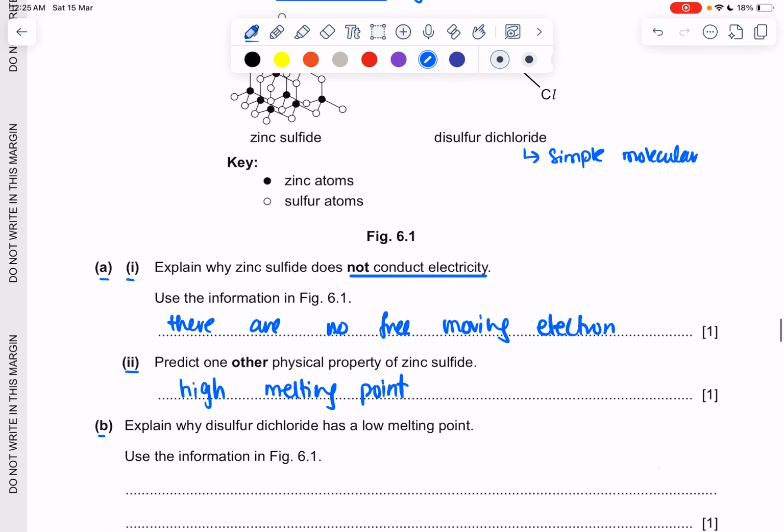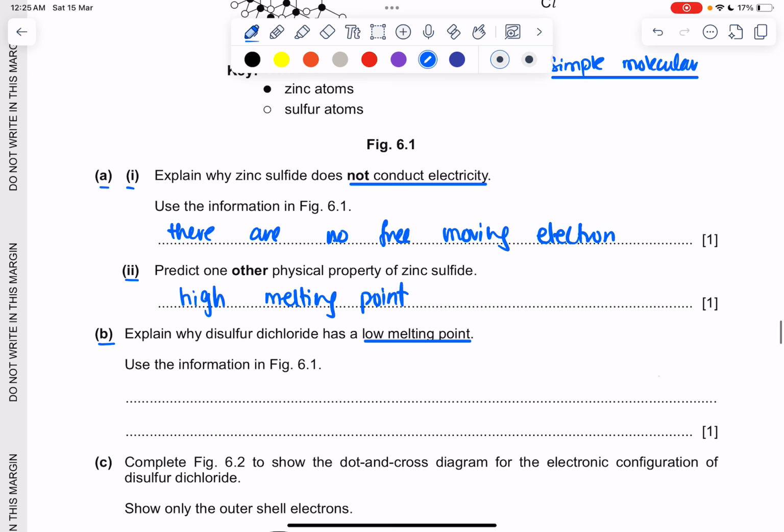Okay, next part B, why disulfur dichloride has a low melting point. Disulfur dichloride is a simple molecular structure, and simple molecular structure has a low melting point. The reason is that they have weak intermolecular forces of attraction.